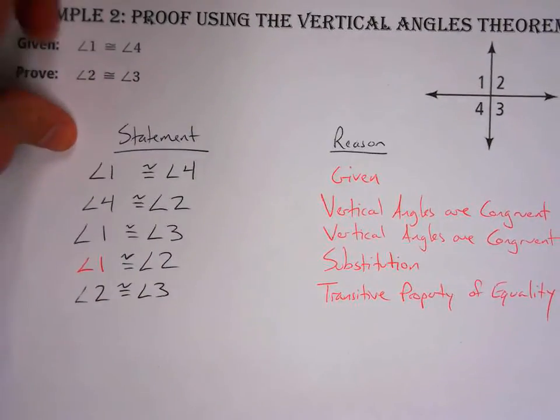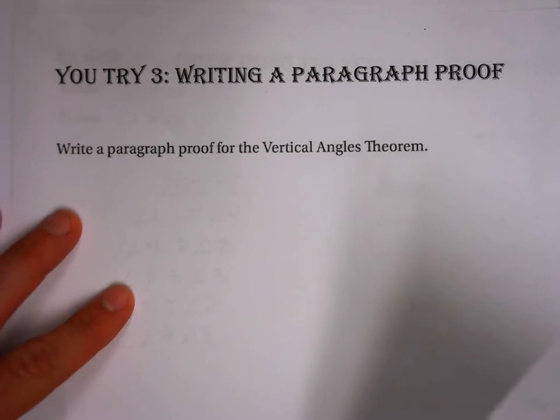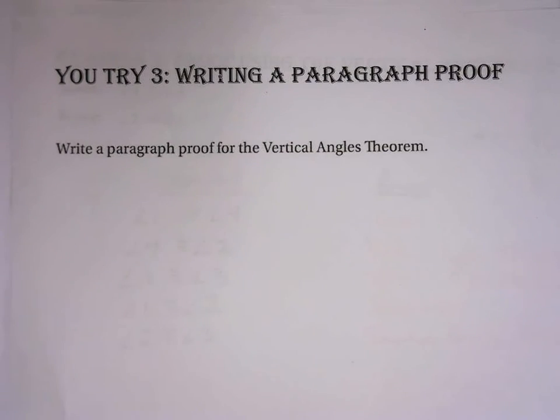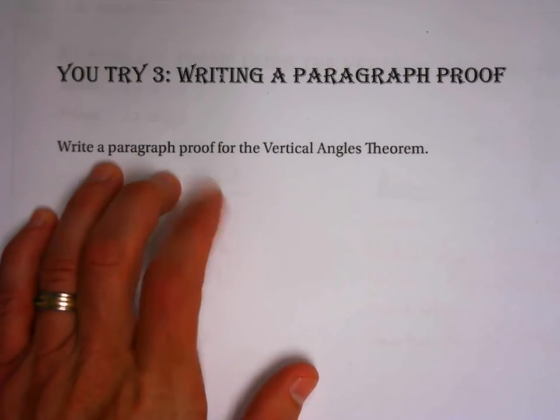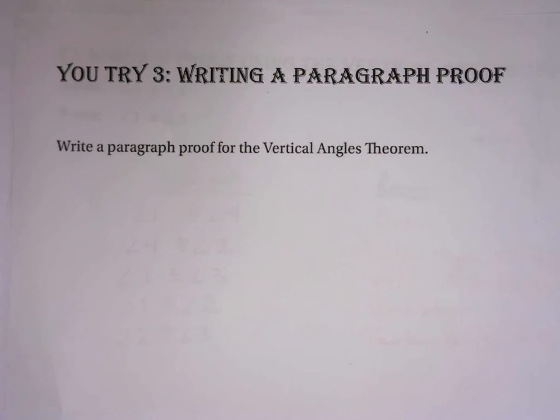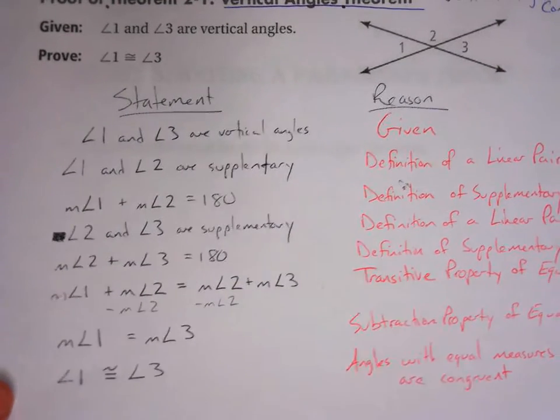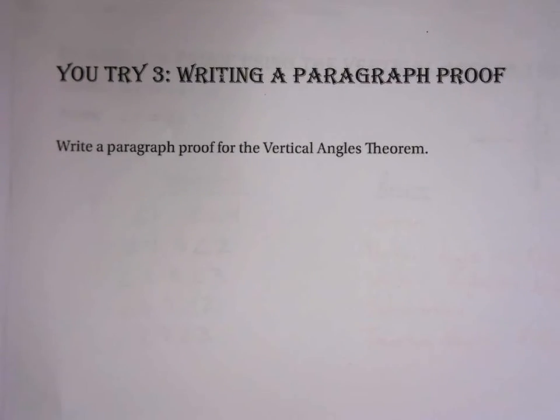And so the last thing that I want to touch on from that PowerPoint was the question about writing a paragraph proof. So how does a paragraph proof work? I just want to show you this. The instruction was to write a paragraph proof for the vertical angles theorem. If you remember, the vertical angles theorem was the first thing we did on this note. So how would that work in a paragraph proof?